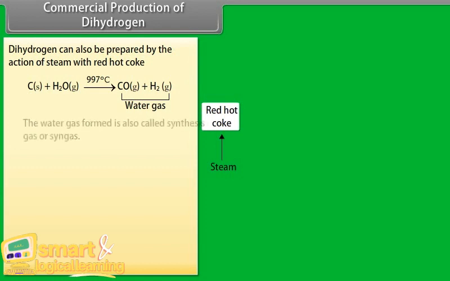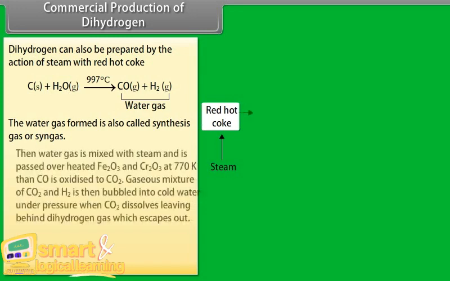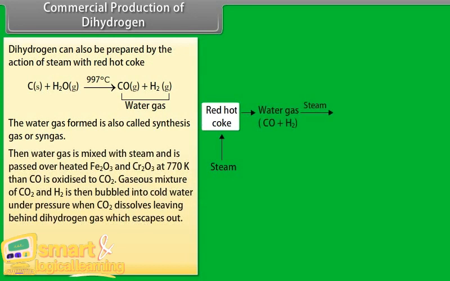Commercial production of dihydrogen. Dihydrogen can be prepared by the action of steam with red-hot coke as given below. The water gas formed is also called synthesis gas or syngas. Then water gas is mixed with steam and is passed over heated Fe2O3 and Cr2O3 at 770 Kelvin. Then CO is oxidized to CO2.